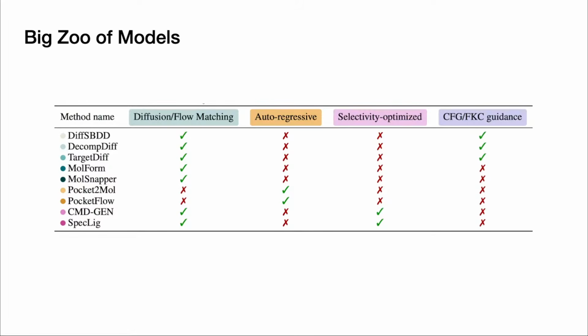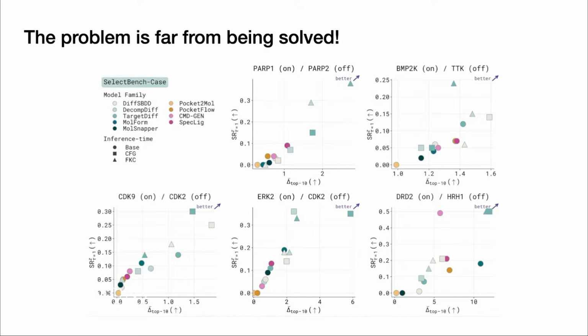We tested a bunch of generative models, diffusion and autoregressive, and those that were trained with selectivity in mind, or were guided with selectivity in mind, different things. And what we can see is that the situation is not very good. It's good that something is generated. I think it's always positive when we can generate something in silico and don't need to run the experiments. But at the same time, the problem is far from being solved.